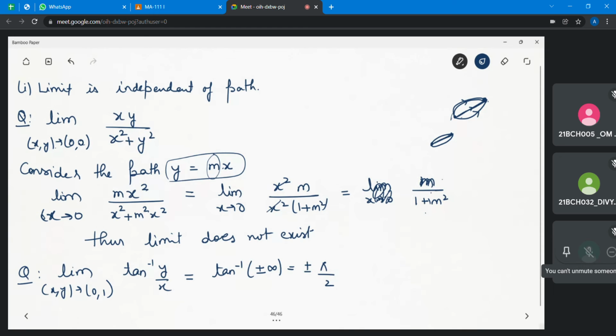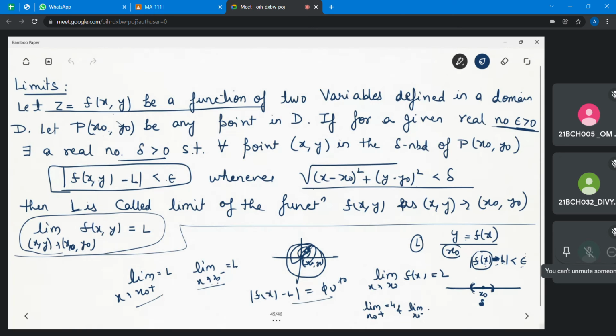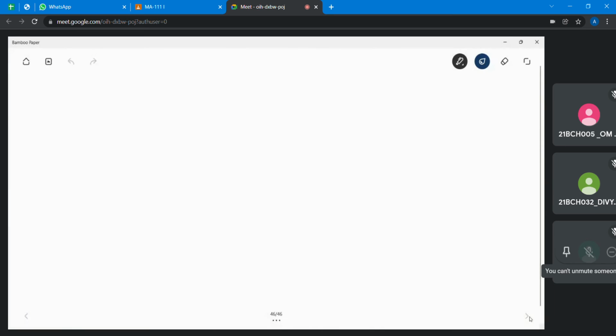So in this case also we can say that the limit does not exist, because if the limit exists, that should be a unique value. Okay. So this is one way. I have given you one example where we have to choose the path, and then dependent upon the path, we can say whether the limit exists or not. Similarly, in the similar way, you can define the continuity of the function of two variables.